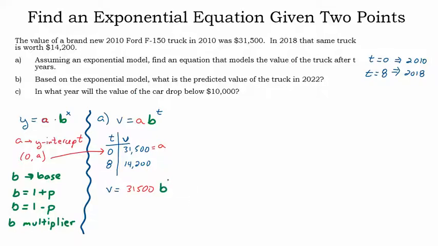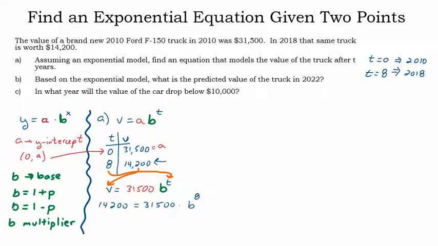So what we're going to have to do is use this information right here and plug 8 in for t. 8 is going to go in for t, and 14,200 is going to go in for V because that's the corresponding value. Then we'll be left with the variable b, and we're going to solve for that in order to determine the value of b. All right, so when we plug these in, we get 14,200 equals 31,500 times b to the 8th power. Now we can solve this for b, and we will have the value of our base.